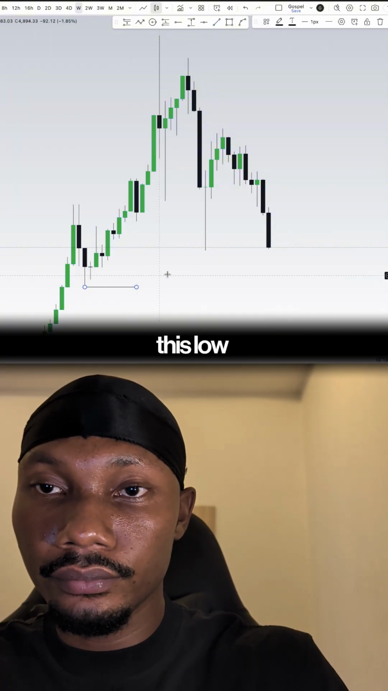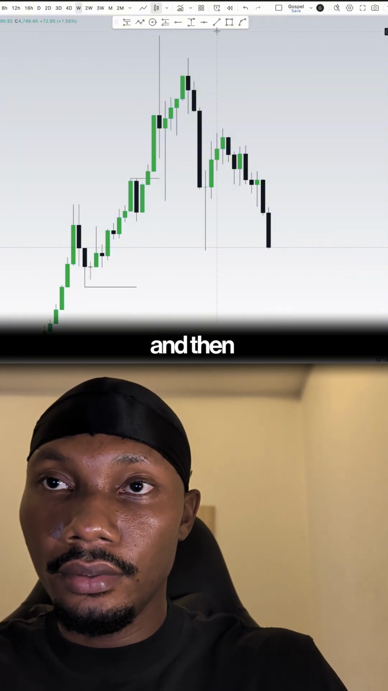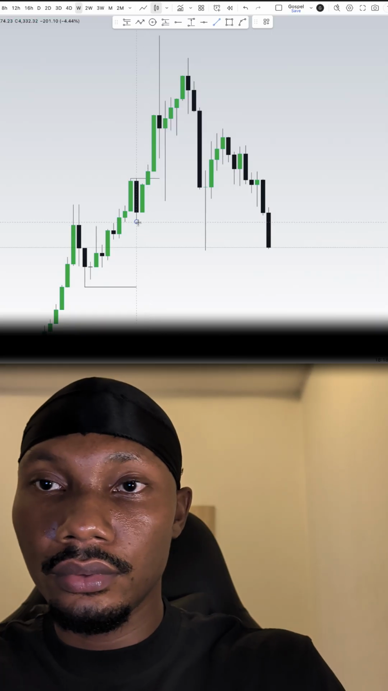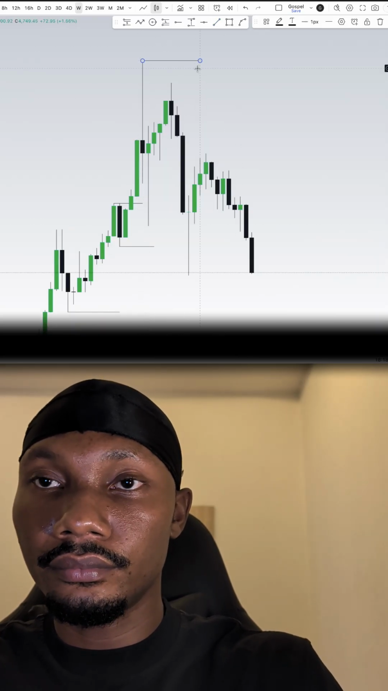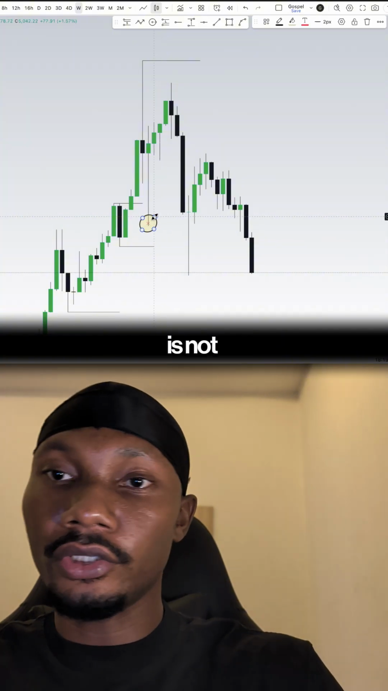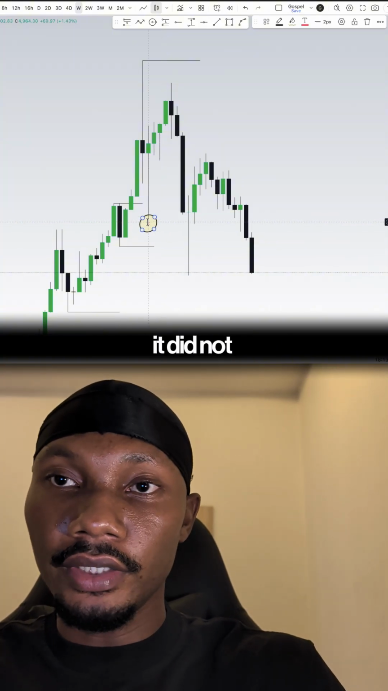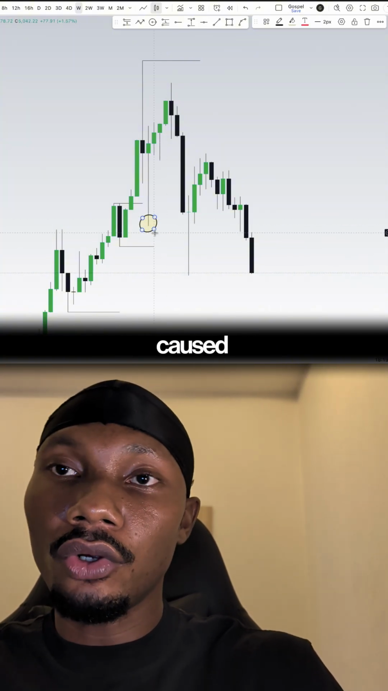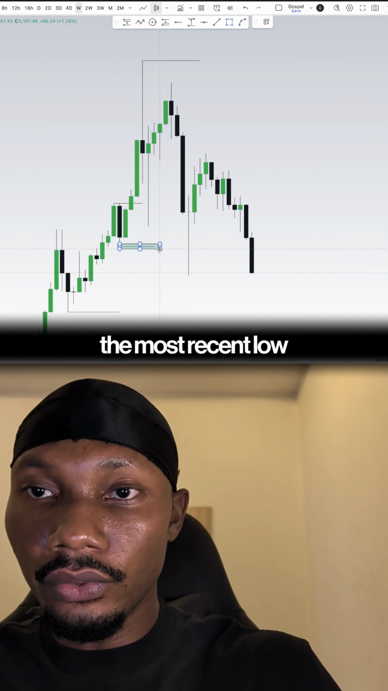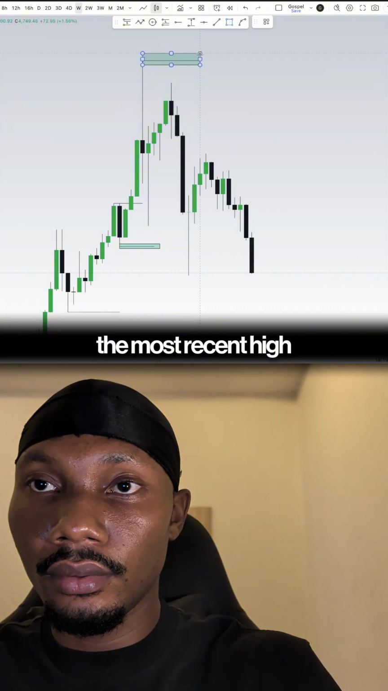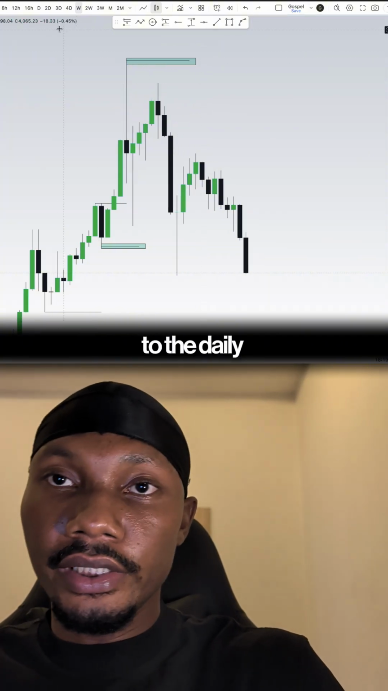We have this low that printed this high, and then we had this low that caused this high. This point is not a structure point because it did not break this high. So if this low caused the break of this previous high, I would have marked it out. But right now, this is the most recent low and the most recent high that we have. Let's go down to the daily time frame.